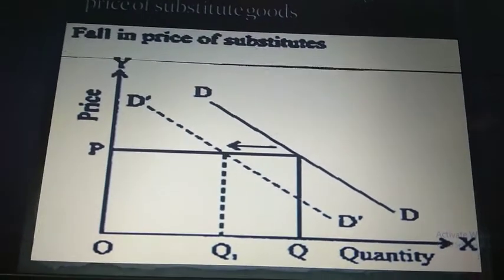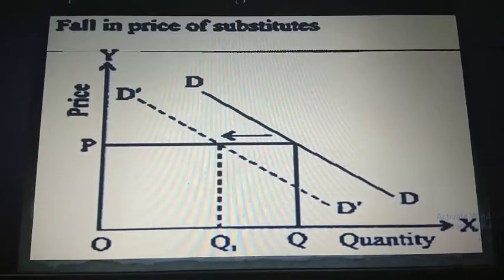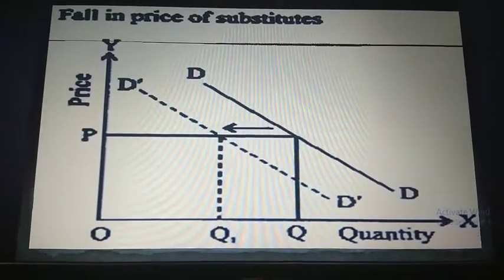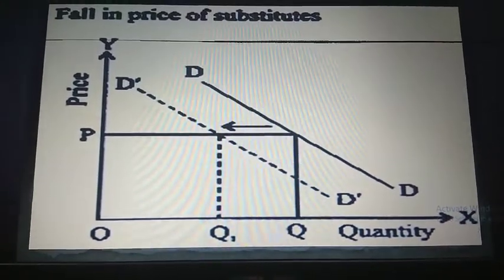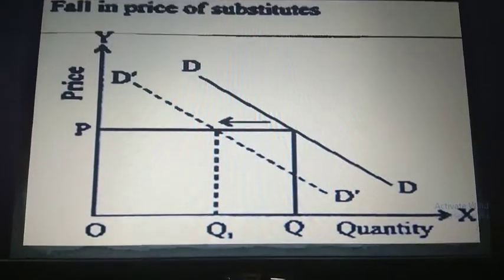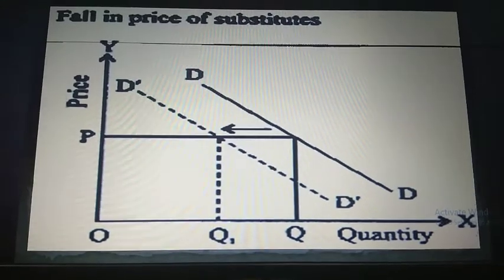So please pay attention. In the next session, I'm going to discuss changes in demand due to change in the income of the consumer in case of normal and inferior goods.